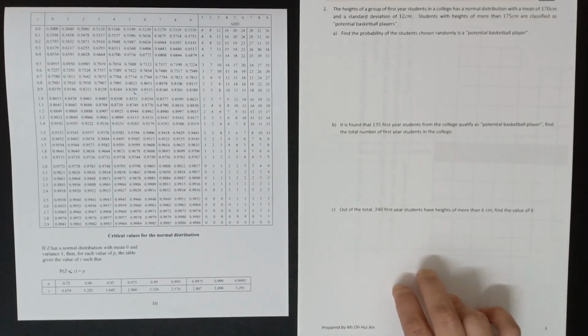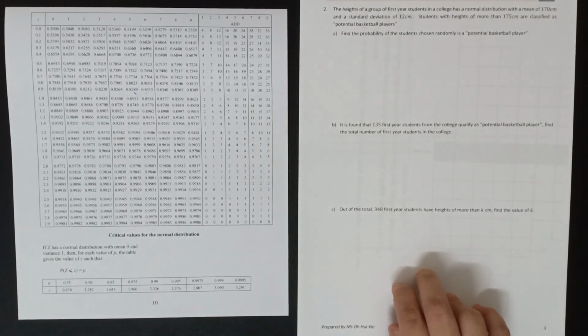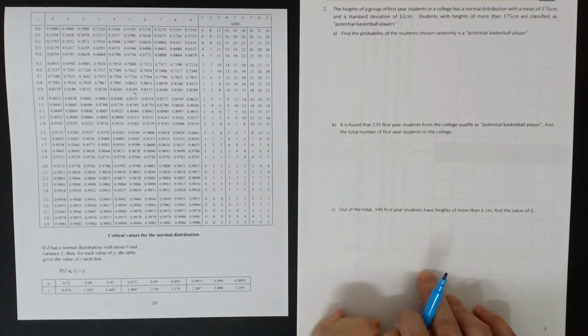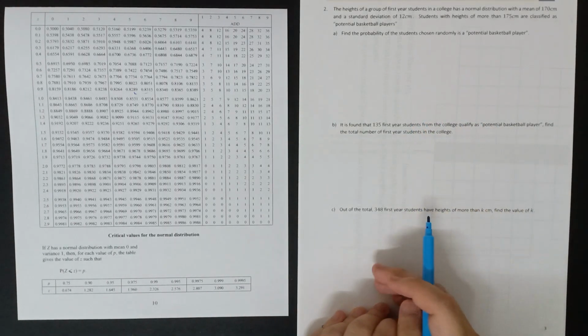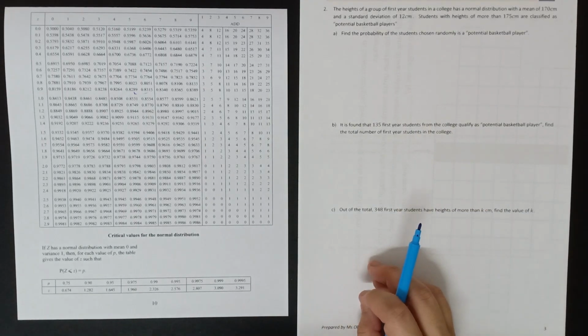The height of a group of first year students in a college has a normal distribution with a mean of 170 cm and a standard deviation of 12 cm. Students with a height of more than 175 are classified as potential basketball players. Then you need to find the probability that a student chosen randomly is a potential basketball player.